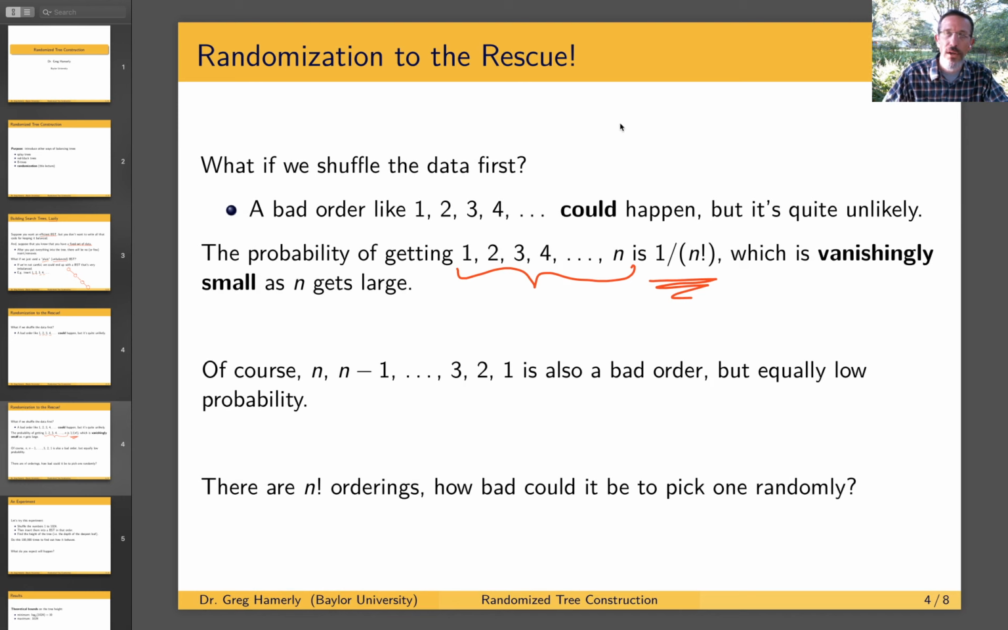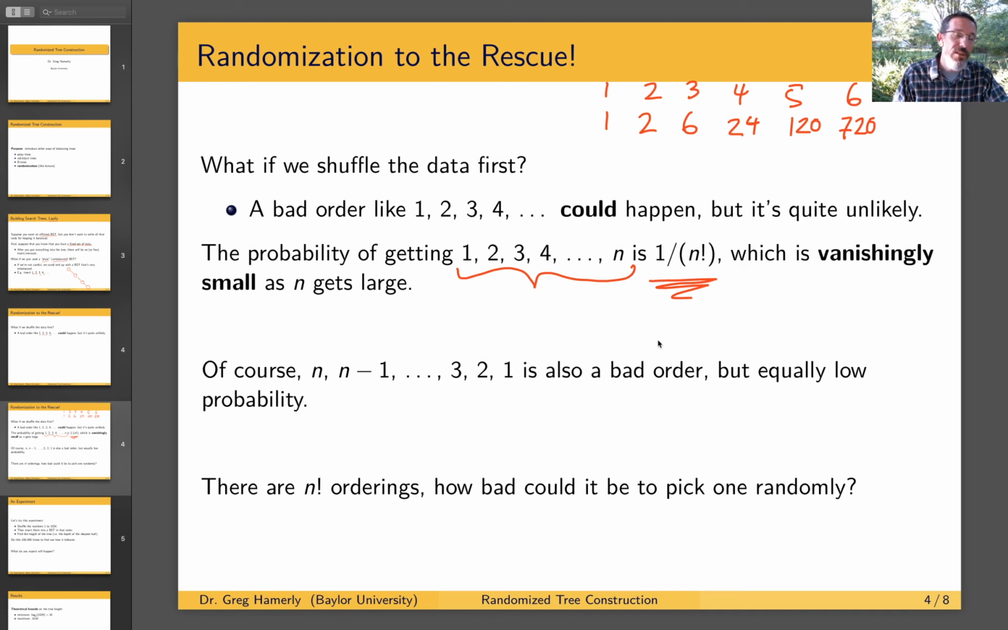I mean, if you think about it, n factorial for 1, 2, 3, 4 is 24, right? 5 is 120. So already, if n is 5, the chances that you're going to get 1 through 5 after you shuffle is 1 in 120. And for 6, it's 720, right? So the chances of getting 1, 2, 3, 4, 5, 6 randomly, if you shuffle them, is 1 in 720. And that's just for 6. And now imagine 100, right? 1 over n factorial is an astonishingly small number.